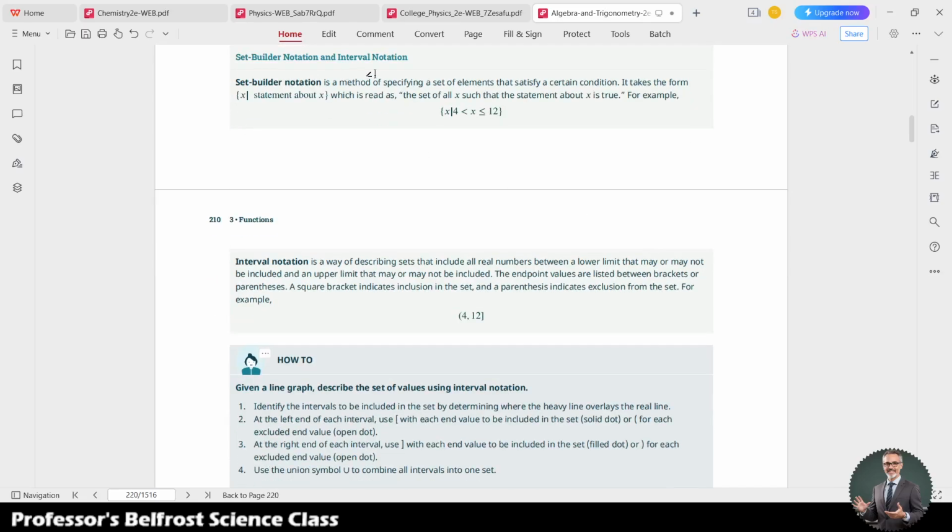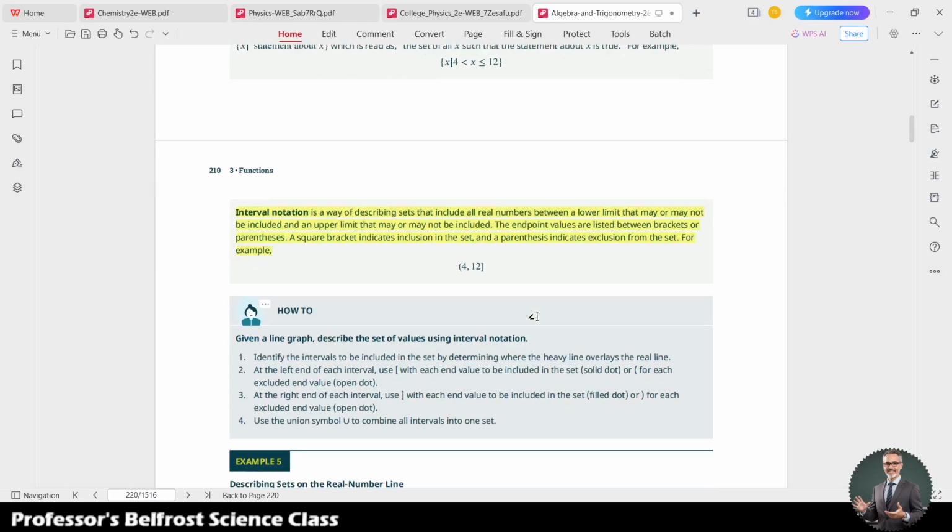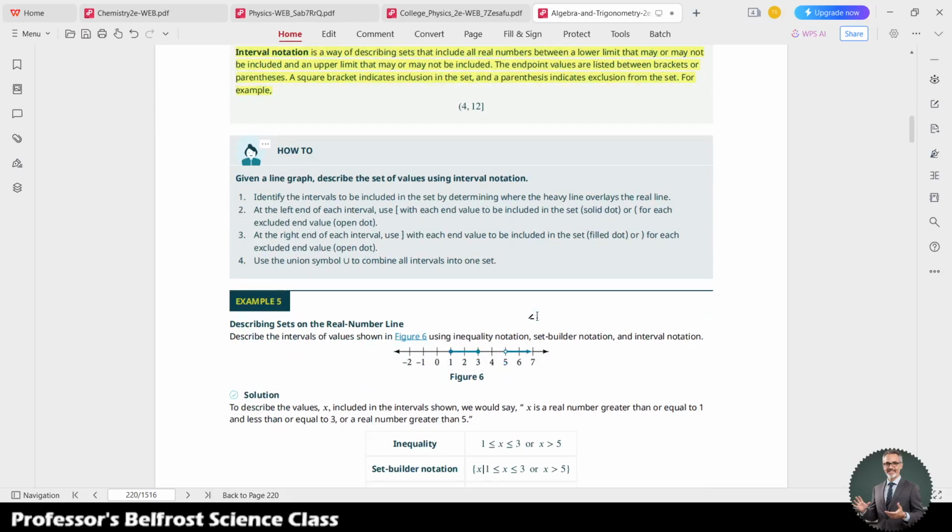Set builder notation is a method of specifying a set of elements that satisfy a certain condition. It takes the form of the set of all x such that a statement about x is true, for example, like this. Interval notation is a way of describing sets that include all real numbers between a lower limit that may or may not be included and an upper limit that may or may not be included, and the endpoint values are listed between brackets or parentheses. For example, given a line graph, we describe the set of values using interval notation by following these 4 steps.